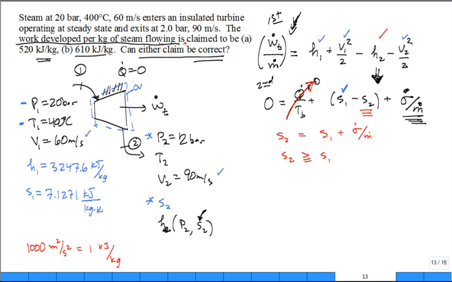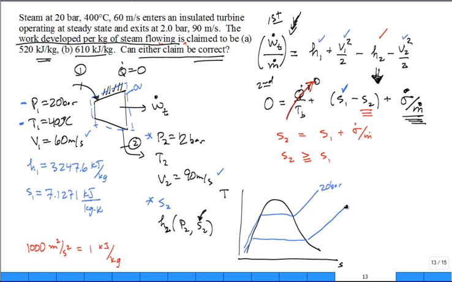Let's do this. Let's plot out here on a temperature-entropy diagram. Put the dome. We have superheated steam way up here. Let's put a line of constant pressure. The line of constant pressure is my 20 bar. And then let's put a line of constant pressure, 2 bar. Like that. All right. So I'm starting here at state 1. The best it can be is straight down at state 2, where S1 and S2 are the same. But let's say that I have some irreversibilities.